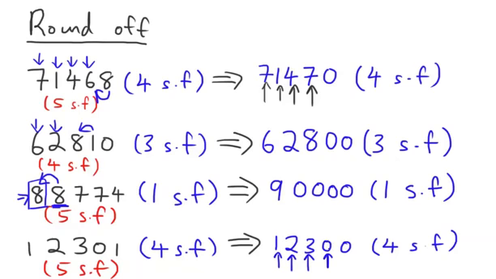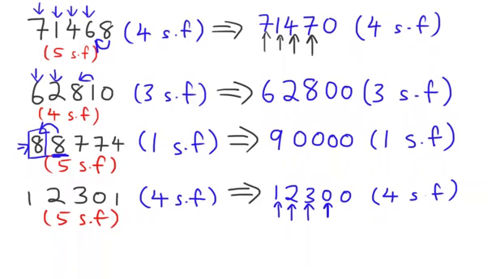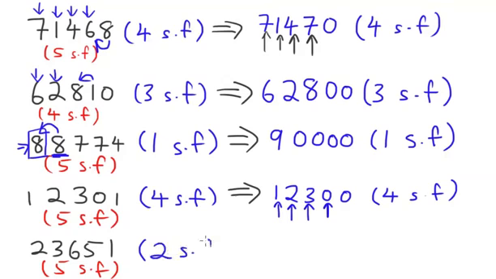So next, let's have another one. If we have 23,651, this one has 5 significant figures, and we want to round it off to 2 significant figures.